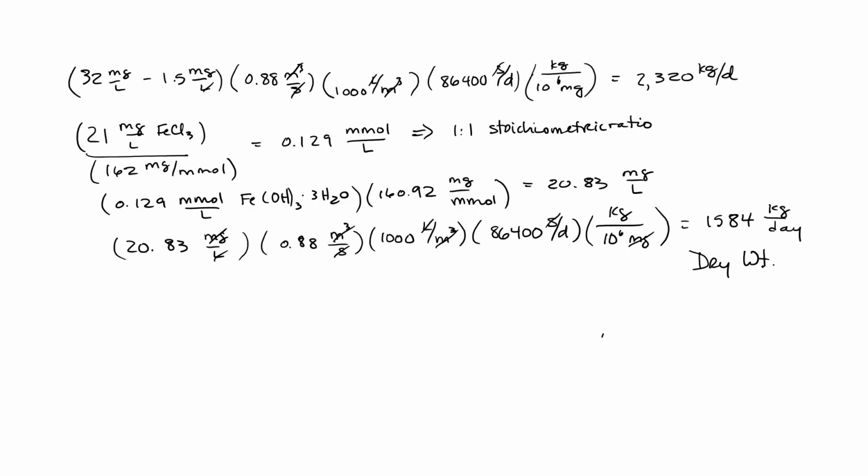And if we add those, that is 23.19, or rounded to 2,320 kilograms per day, plus the 1,584 kilograms per day, and that is equal to 3,904 kilograms per day. That is the dry weight of sludge that is produced.